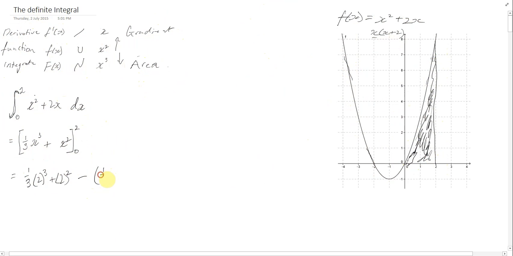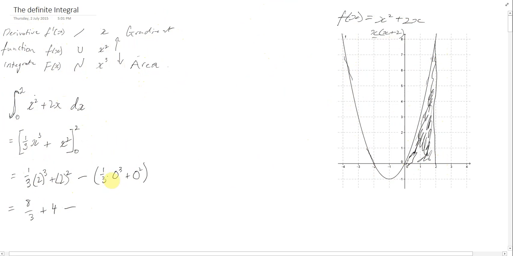So a third 0 cubed plus 0 squared. Okay, so now we'll neaten everything up. 2 cubed is 8, so that's an 8 on 3. 2 squared is 4. Subtract.